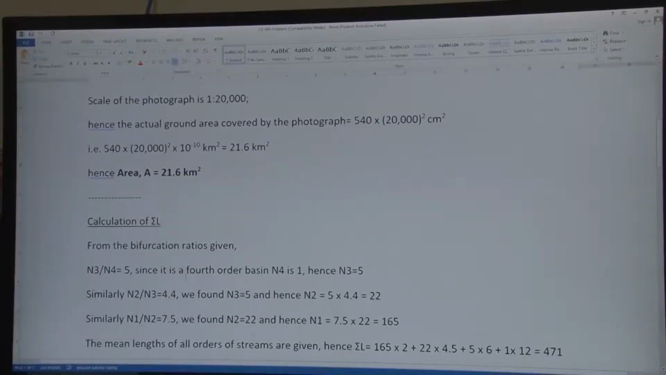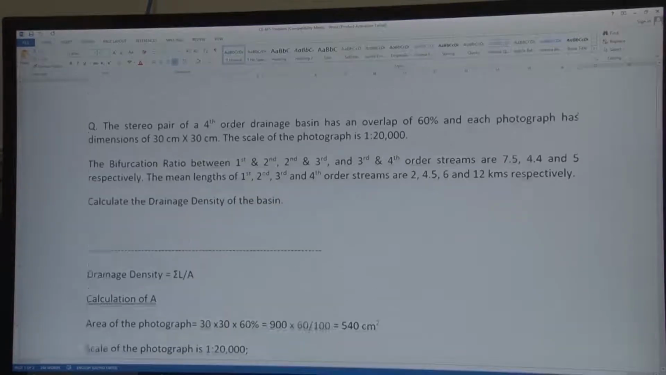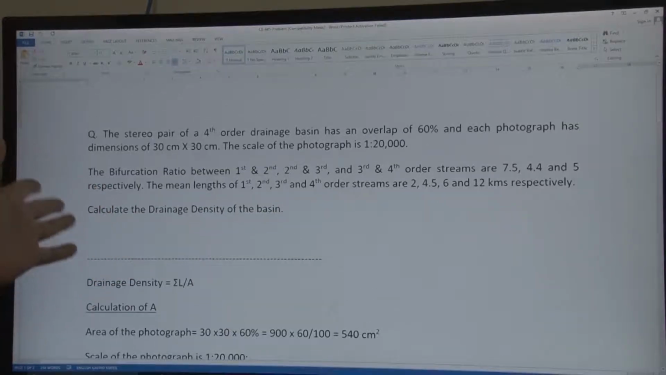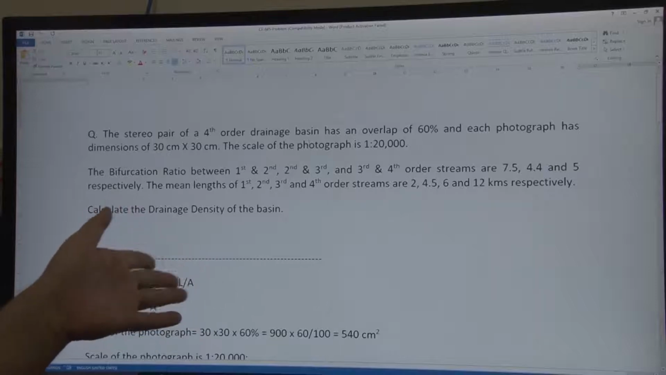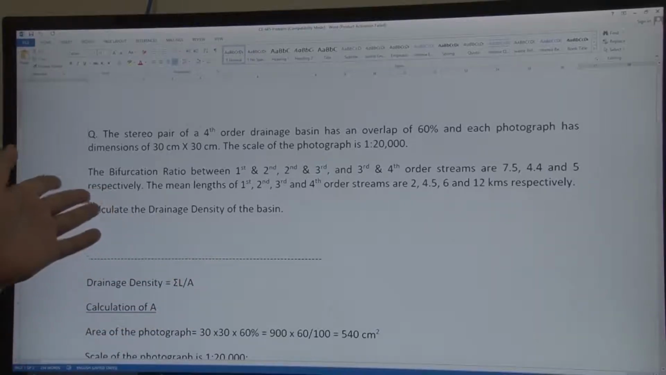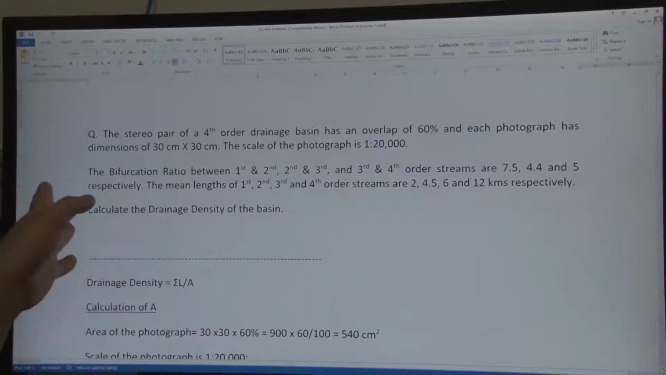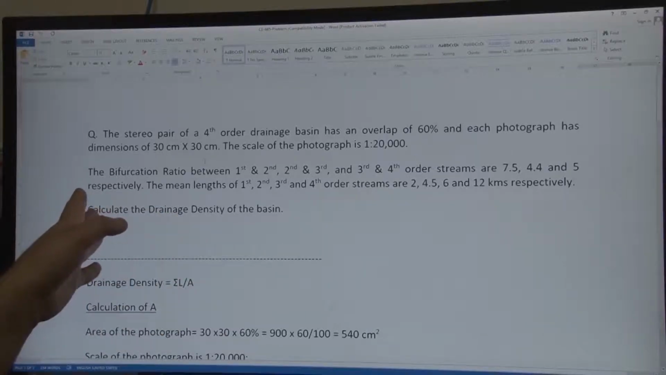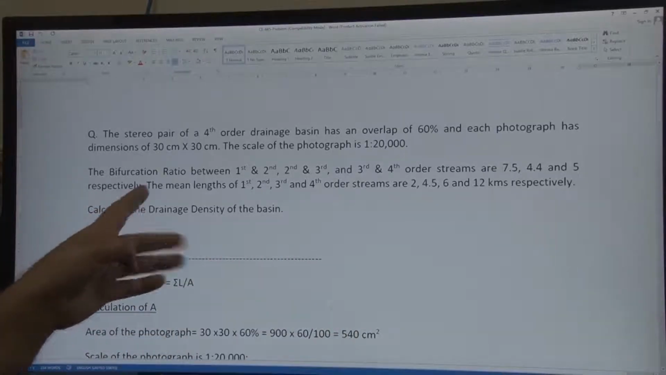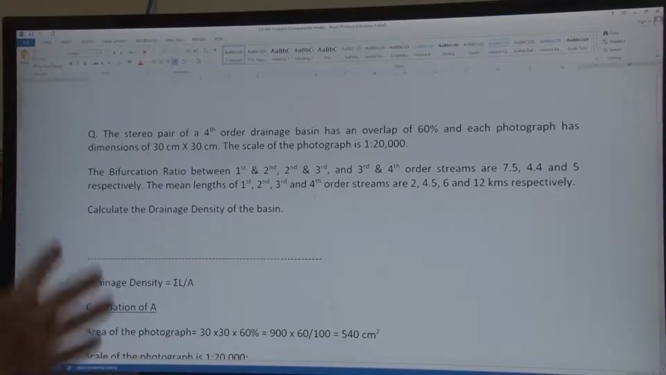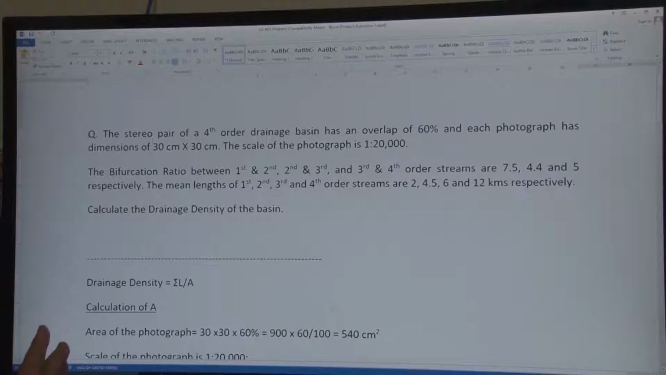So suppose in this basin, first look at this problem. You are given a stereo pair of a fourth order drainage basin, as I explained. The highest order is fourth order, and it has an overlap of 60%. These are the dimensions for calculating the scales and drainage basin area. This is the photographic scale, and using all these parameters you can calculate the drainage basin area. Then you have to calculate the bifurcation ratio of first, second, third, and fourth order.